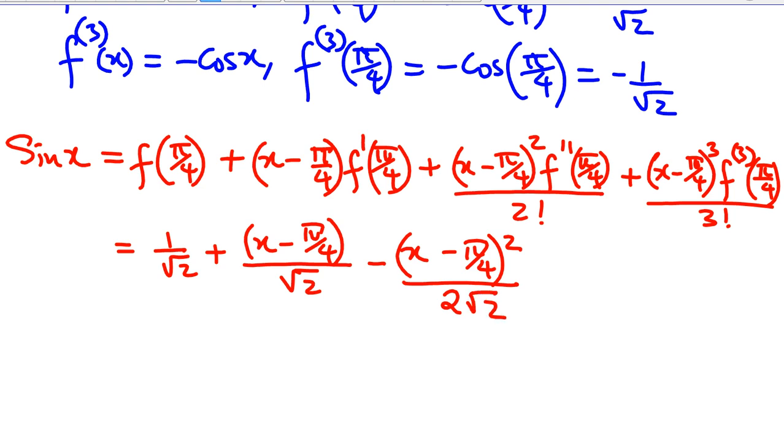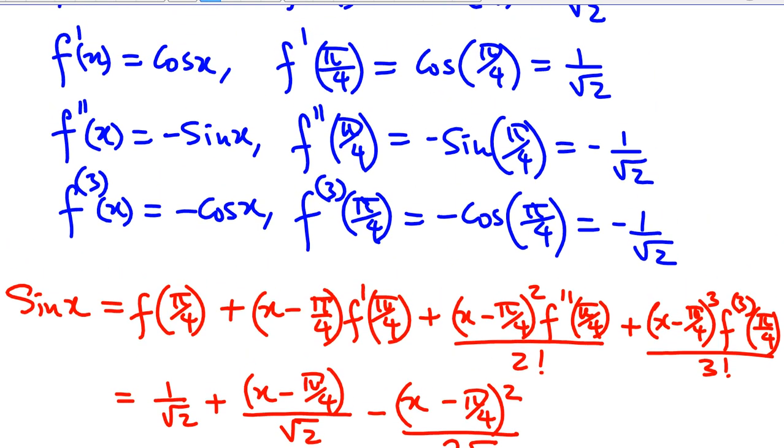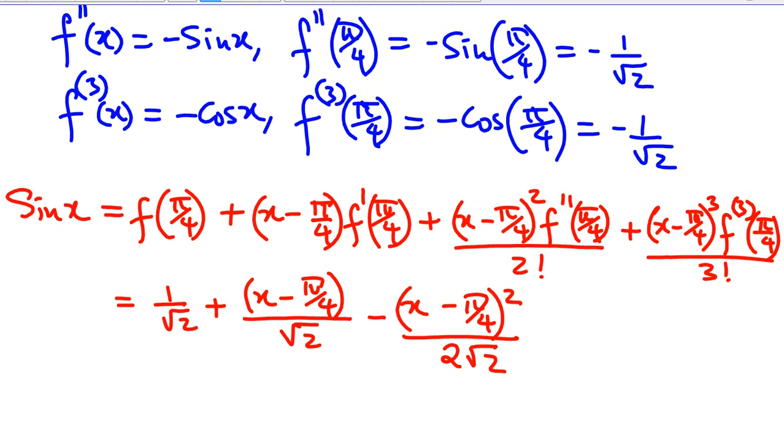because the value of the second derivative at pi over 4 is equal to negative 1 over root 2. Yes, that one there. All right, minus x minus pi over 4 cubed over 3 factorial, which is 6, so 6 root 2. All right, just checking that everything is correct. Good. We can carry on.